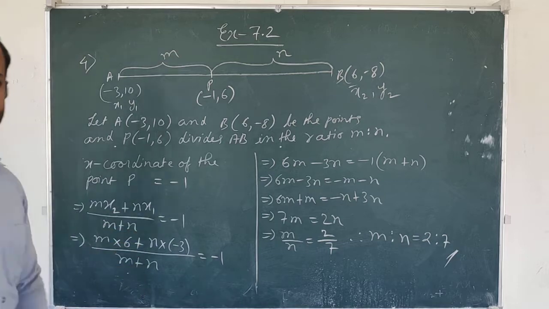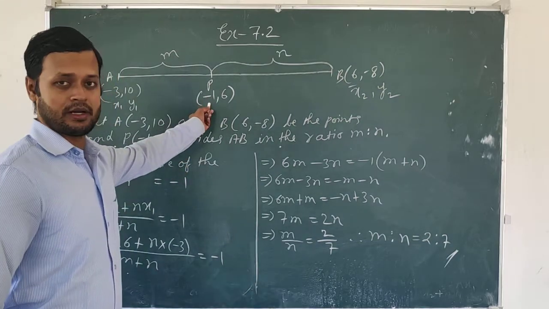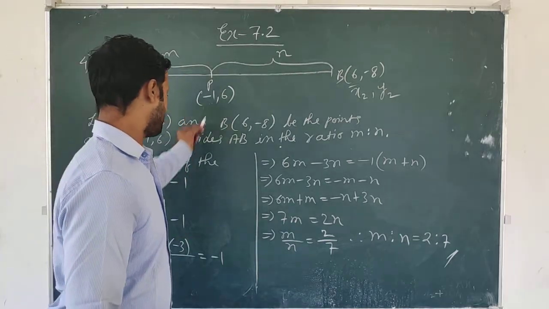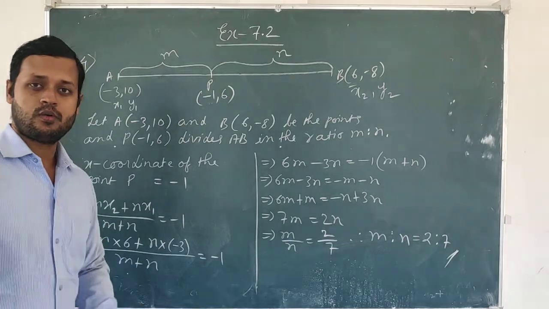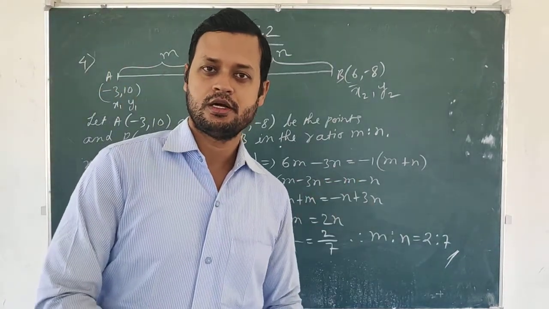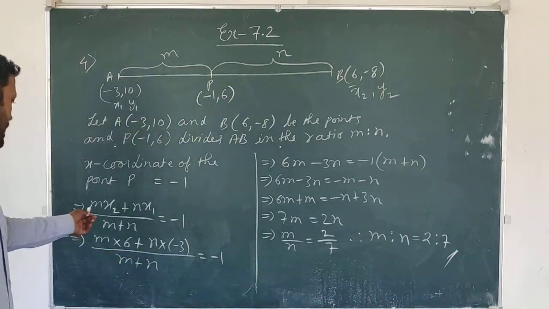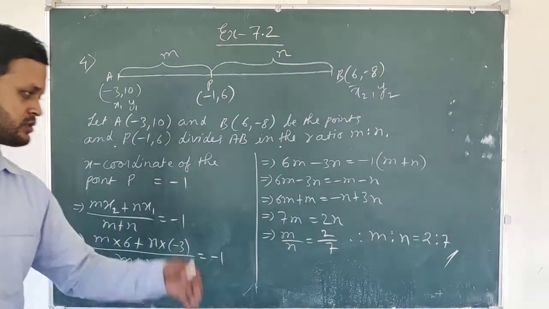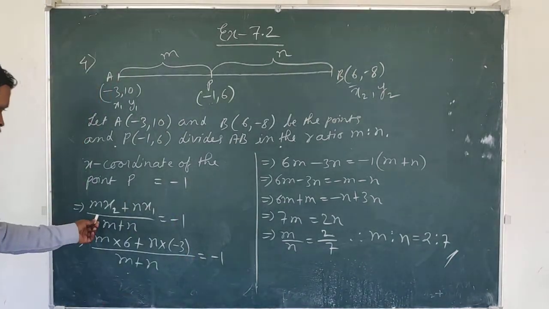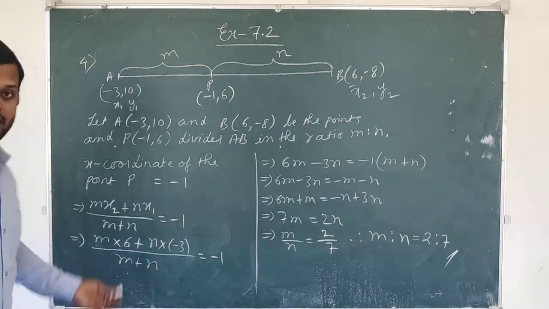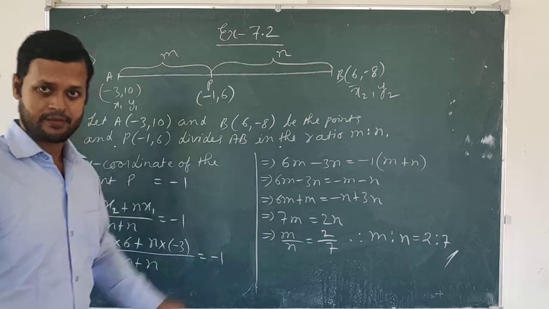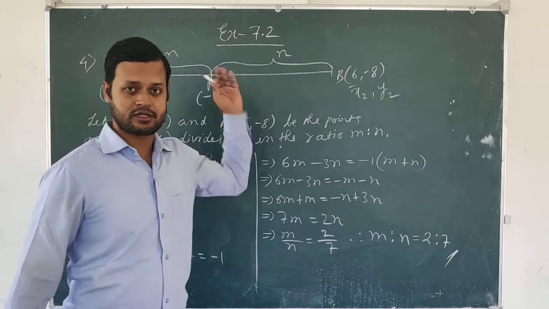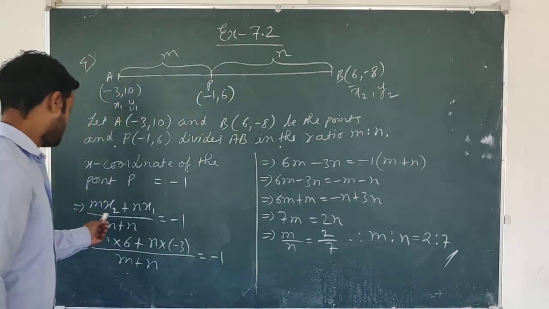So let us see, students. X coordinate of the point P is how much? Minus 1, isn't it? X coordinate of the point P is minus 1. So what is the section formula for only the x coordinate? (m x2 plus n x1) by (m plus n). We got this, isn't it? We have already used this formula, and we also used it in the last sum. Just put the formula for the x coordinate of this point P, which divides the line segment in the ratio m is to n.